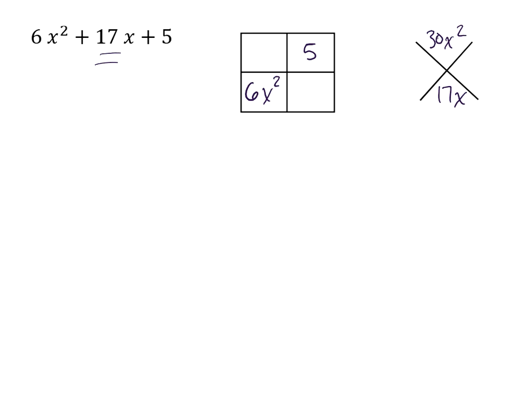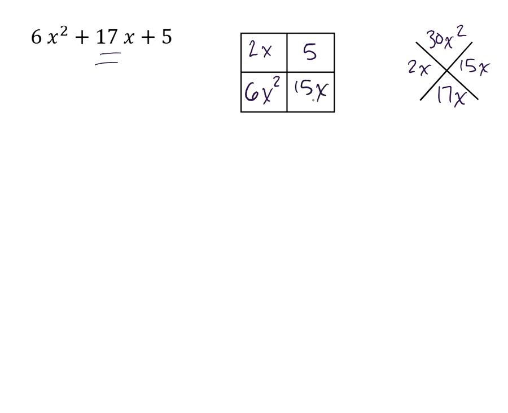It doesn't take long for this particular one. Sometimes they take more time than this, but when I look at the factors of 30, I can quickly see 2x and 15x. When I multiply 2x times 15x, I do get 30x squared. And when I add 2x and 15x, I do get 17x. So this is exactly what we need. I'm going to write the 2x here and the 15x here.